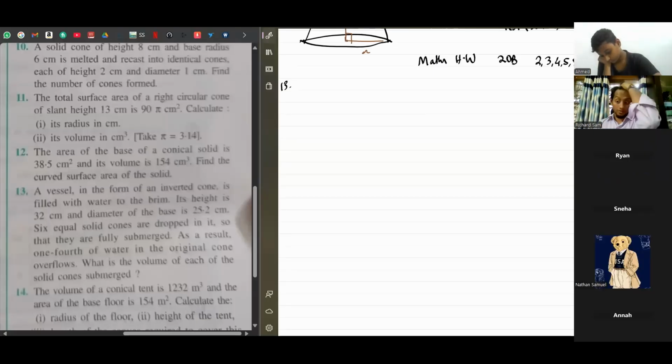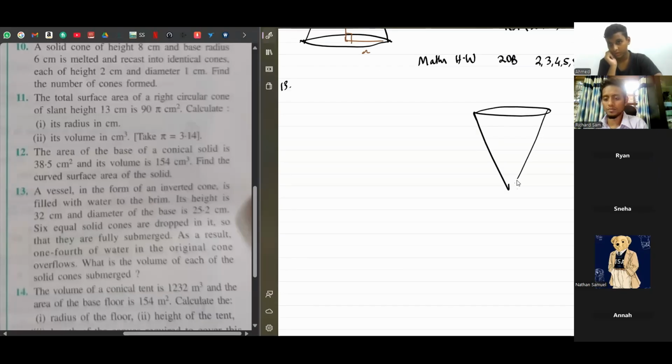Okay, what did you understand from this? The cone is like this. Correct? Inverted, it's filled with water. And into this cone, they drop in what? 6 solid cones. And when they drop these 6 solid cones, what happens? They fully submerged, means water rises. Okay, they went inside. What happened to the water? Water overflowed. How much of the water overflowed? It is equal to the volume of the cones. Not the whole volume of the cone. All the water did not overflow.